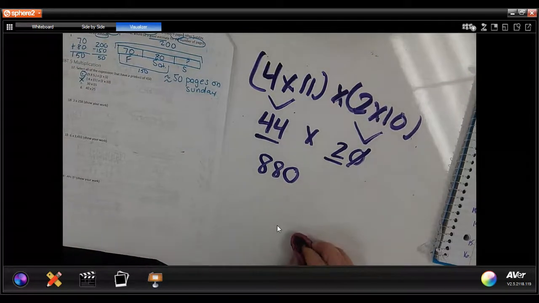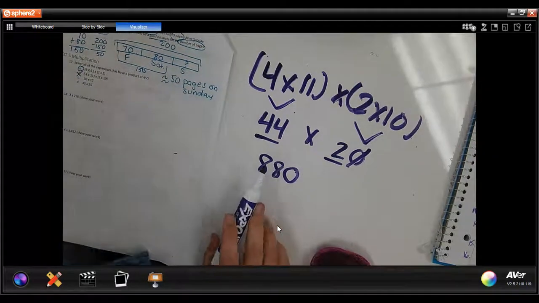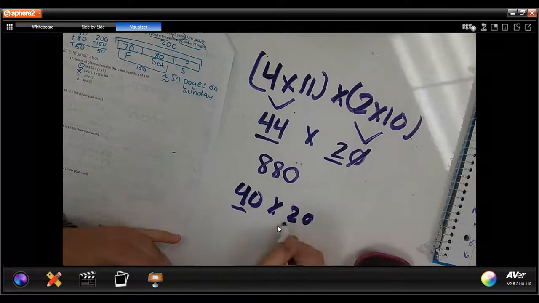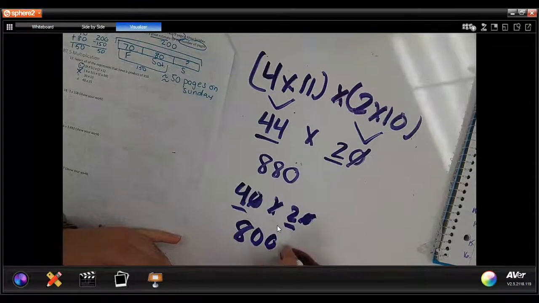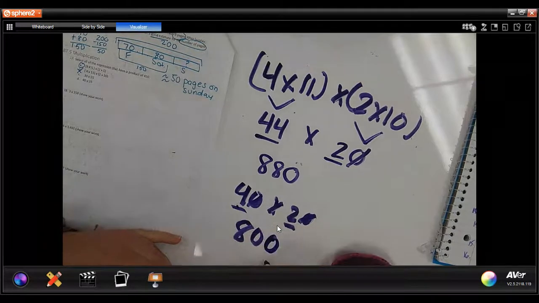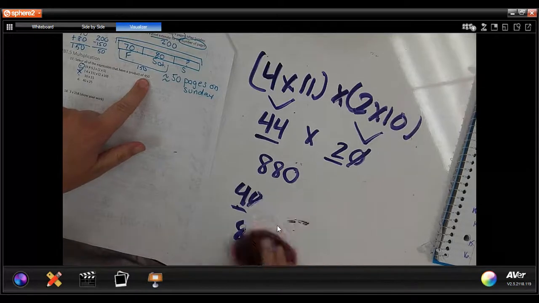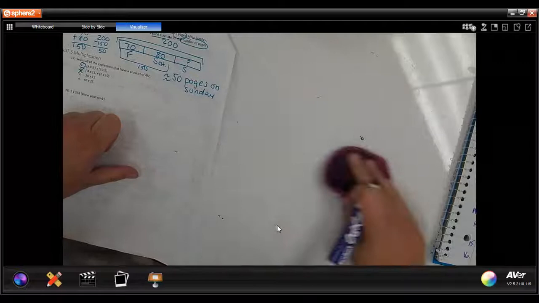If I struggled with that, I could also estimate that and say 40, because 44 rounds to 40, times 20. 4 times 2 is 8, and I need 2 zeros in my answer. And so that answer would be around 800, and I'm trying to find a product of 450, so that's definitely not a reasonable answer. So estimation will really help you guys not have to do every single problem if it's a totally unreasonable answer and it's way off.